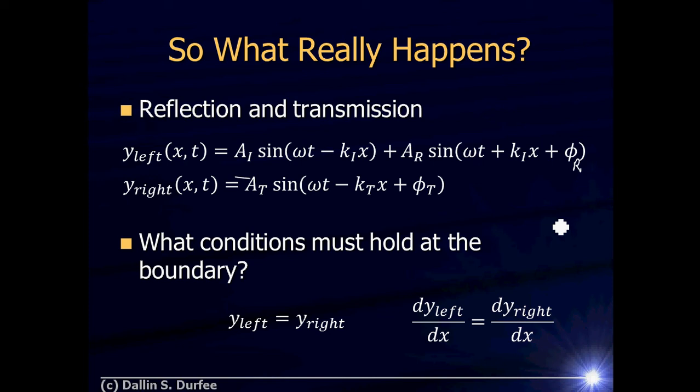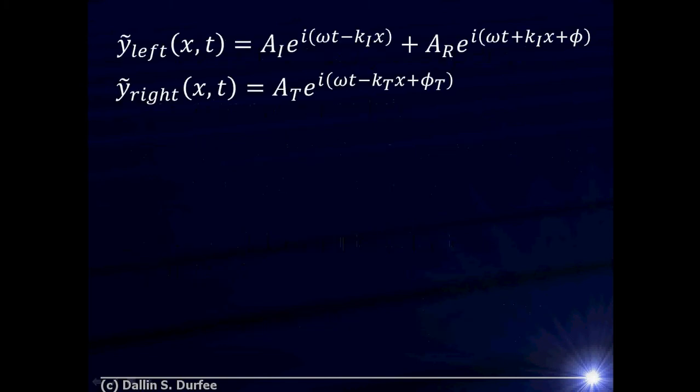I've got these sine waves with all this garbage in there. I'm going to get the garbage out by using complex exponentials. So I'm going to write a complex representation of my waves. So y tilde left is something that if I take the imaginary part of it, I get y left. And y tilde right is something that if I take the imaginary part of it, I get y right, okay? And all I've done is I've taken the sine waves and turned them into complex exponentials, all right? So let's apply our first boundary condition.